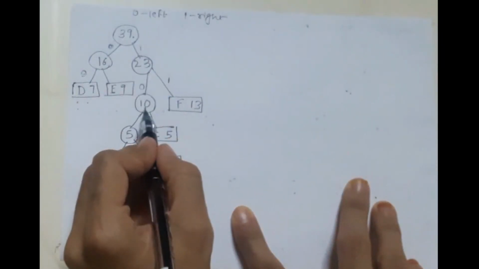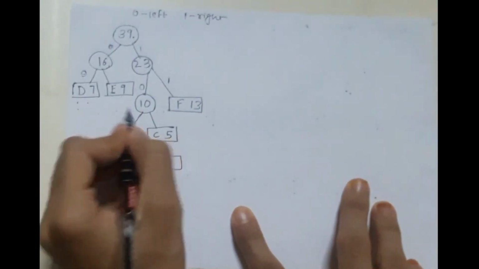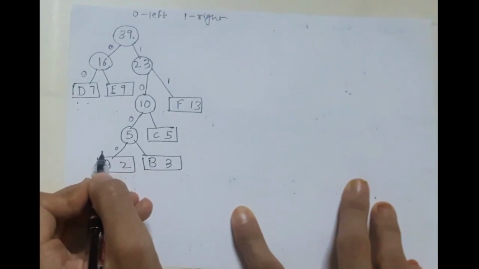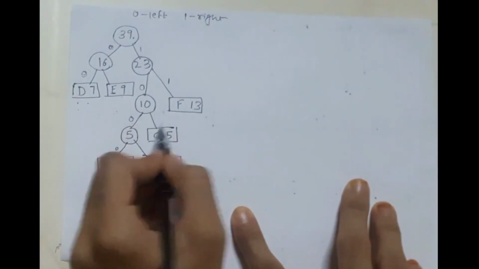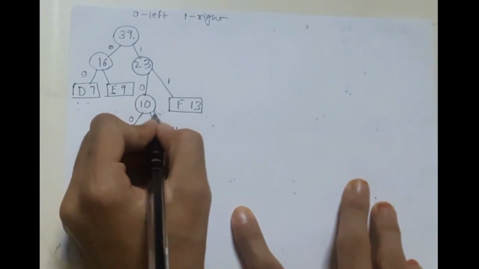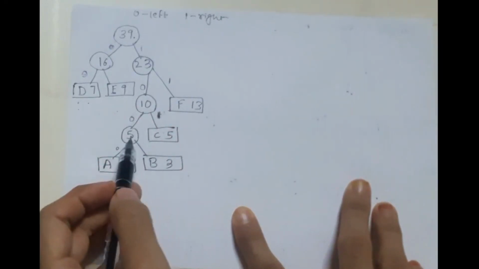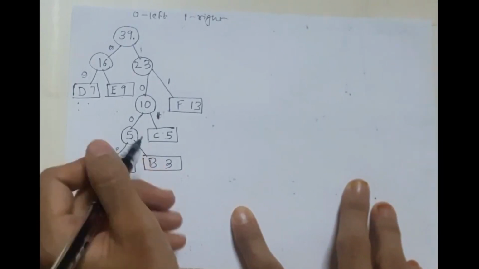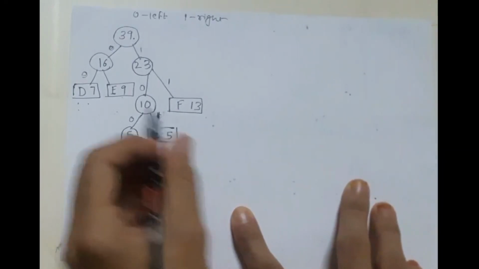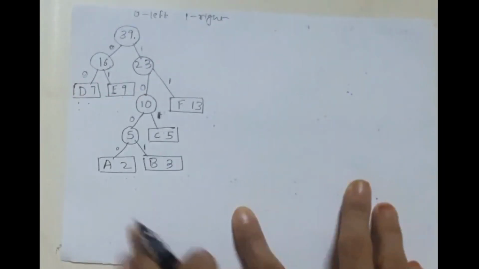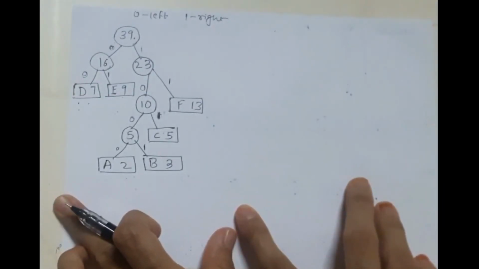Left of 10 is 5, so 0. Left of 5 is 2, so 0. It is to the right, so it's 1. Right of 5 is 3, so here also 1. Similarly, right of 16 is 9, so 1. In this way we'll assign 0 and 1 to this Huffman tree.